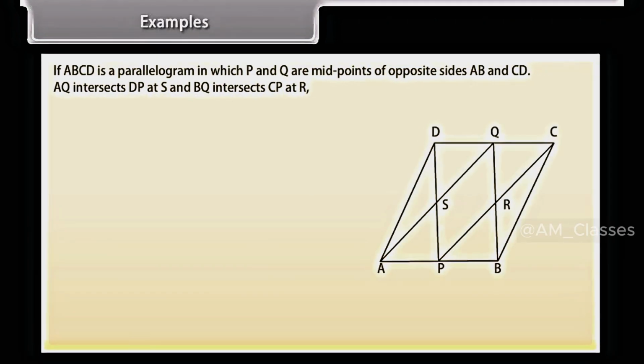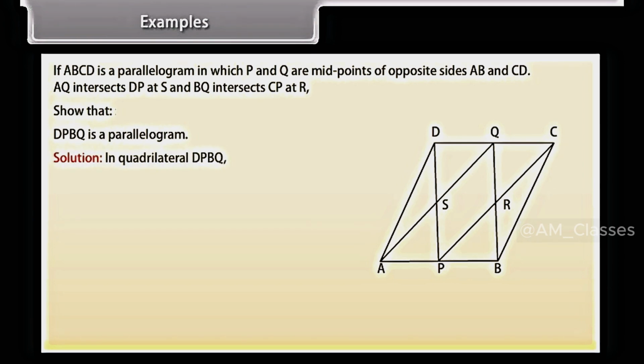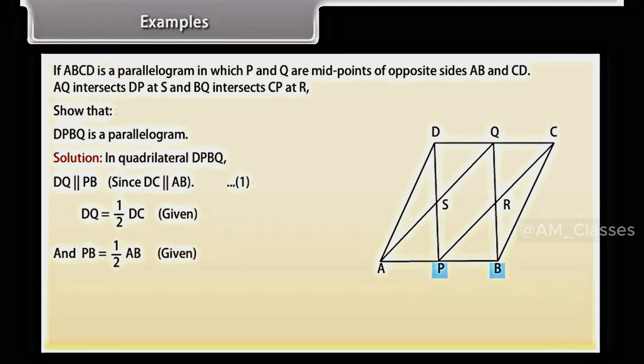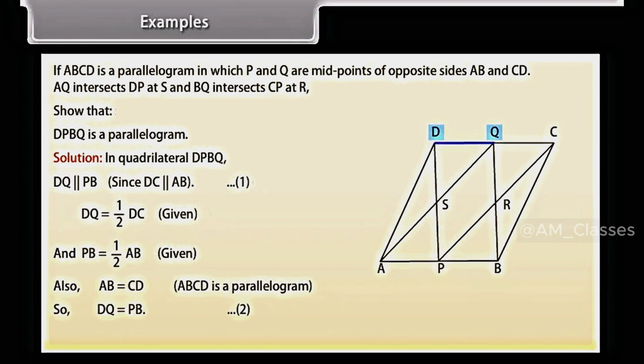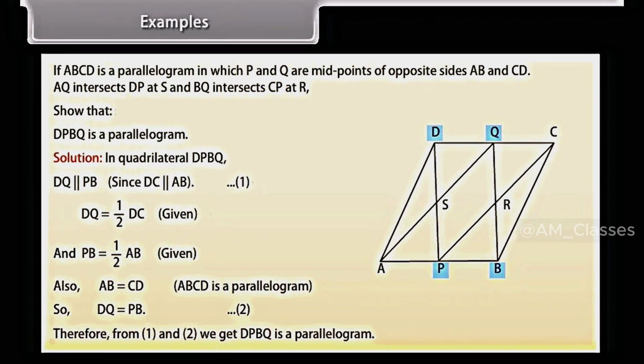Examples. If ABCD is a parallelogram in which P and Q are midpoints of opposite sides AB and CD, AQ intersects DP at S and BQ intersects CP at R, show that DPBQ is a parallelogram. Solution. In quadrilateral DPBQ, DQ is parallel to PB since DC is parallel to AB. Mark it as 1. DQ is equal to 1 upon 2 DC, which is given, and PB is equal to 1 upon 2 AB, which is also given. Also, AB is equal to CD because ABCD is a parallelogram. So, DQ is equal to PB. Mark it as 2. Therefore, from 1 and 2, we get DPBQ is a parallelogram.